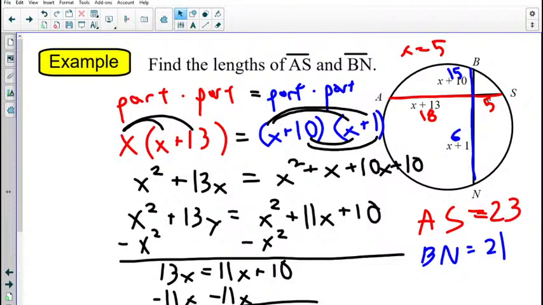Remember, what it does not say is that these entire segments are congruent. This is 23, this is 21. They're not the same. What is the same is if I multiply the pieces together. So if I take the 15 and the 6 and multiply them together, I should get the same thing as if I multiply the 18 and the 5 together. And I do. They're both 90 if I multiply those together. Questions on any of that?